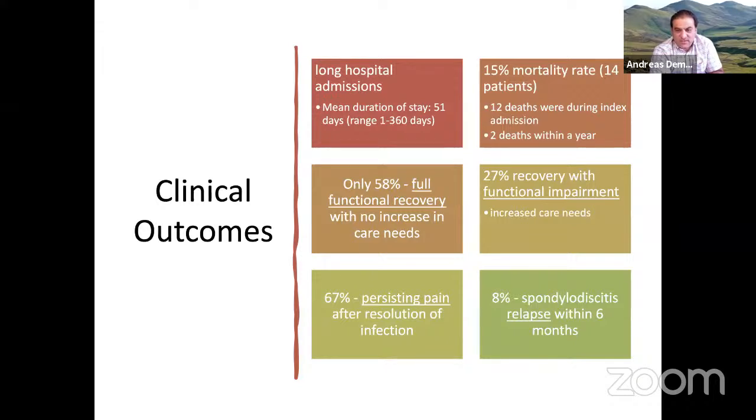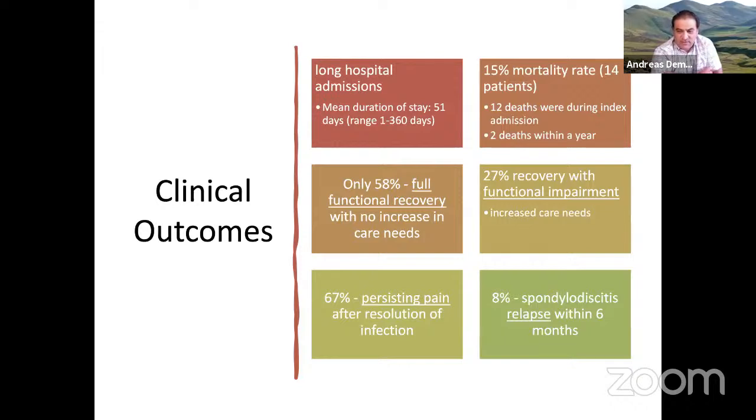We had a 15% mortality rate. 12 deaths were during index admission, and a further 2 deaths within the year. Now, if we ask ourselves how many made a full functional recovery with no increase in care needs, only 58%. So the question I put to my colleagues here is, is 58, 60% good enough?